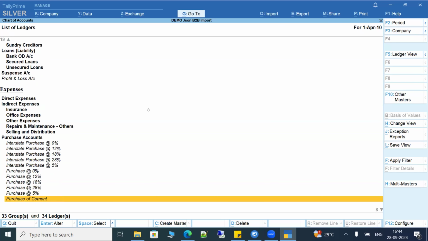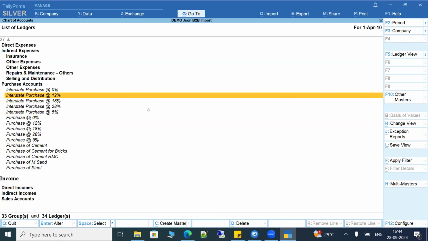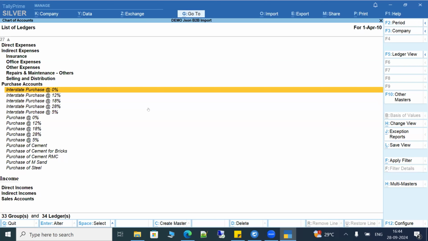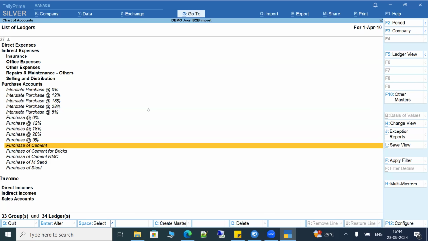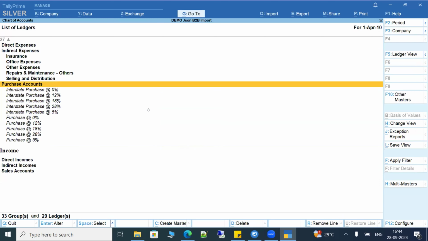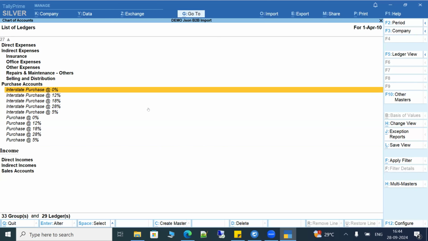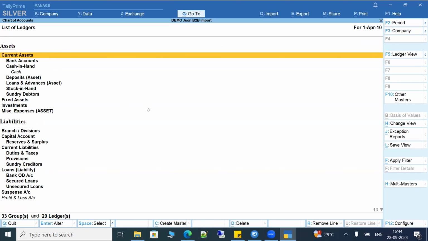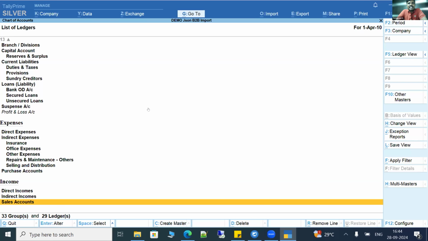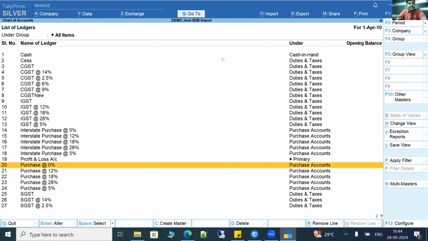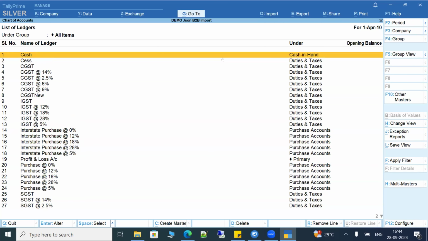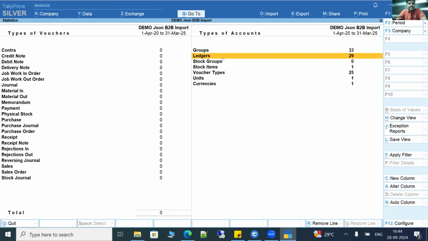Then I also created some standard ledgers. Suppose you want to post your expenses to standard ledgers, you can post to them. I just created this kind of standard ledgers. This also is not required. Other than this, there are no other standard ledgers in Tally. Right now, if you see, the groups are there but there are no other ledgers. If I go to ledger view, you can see only this much is there. So we are starting with a blank canvas.